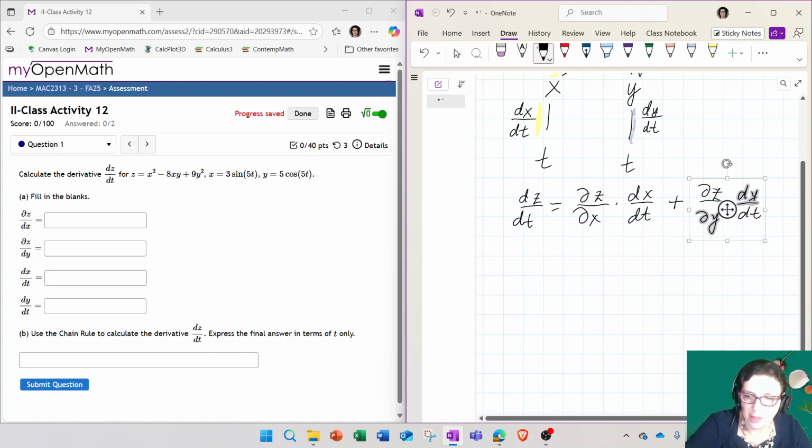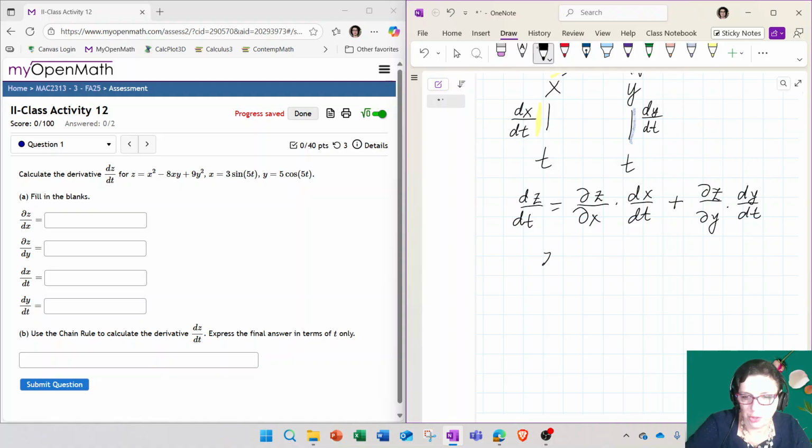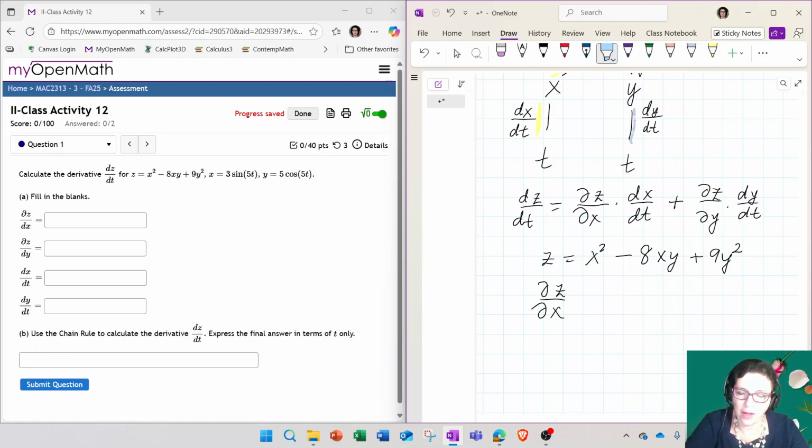But now we have to fill out all of the pieces and substitute there. So let's start with talking about the actual function. So here I have z, and it is x squared minus 8xy plus 9y squared. Okay, so first I need to find the partial derivative of this thing with respect to x. So the first thing I do when I do that is I'm going to highlight the terms that have x. So this term has x, this term has x. The other term does not have x, so when I take the derivative, it's going to drop out. So I don't have to worry about 9y squared.